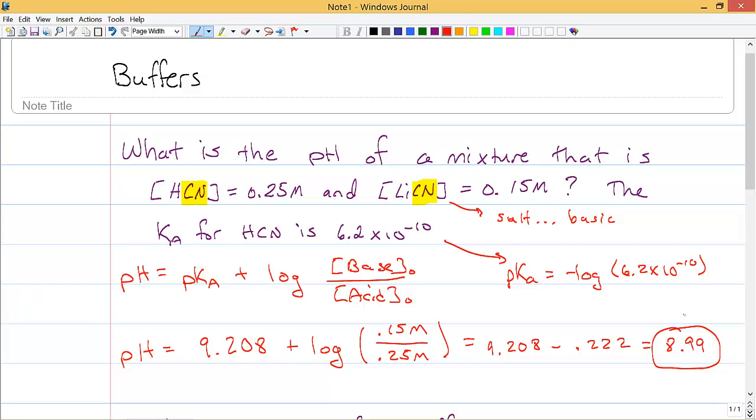It's a very weird, very weak acid. So you're thinking to yourself, how in the world can it be, if I've got an acid in there, how can it be a basic solution? Well, we've got a base in there as well, the LiCN. So together they make a basic solution. Okay, let's go on to our other problem.